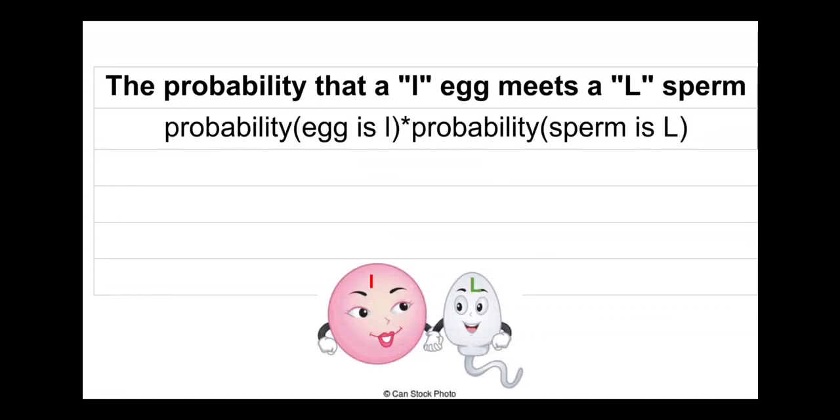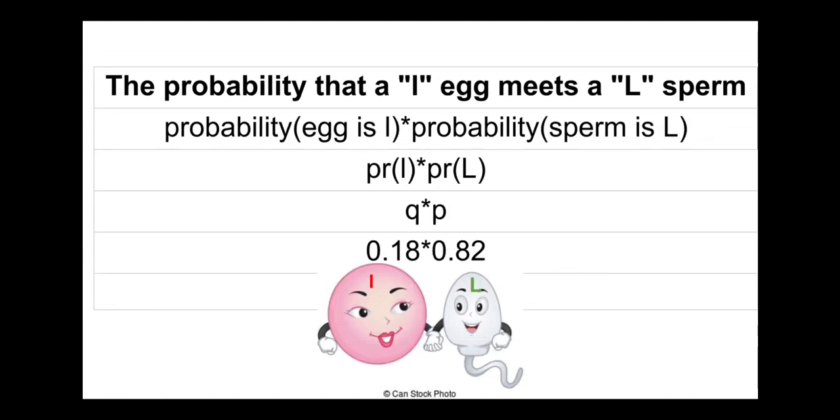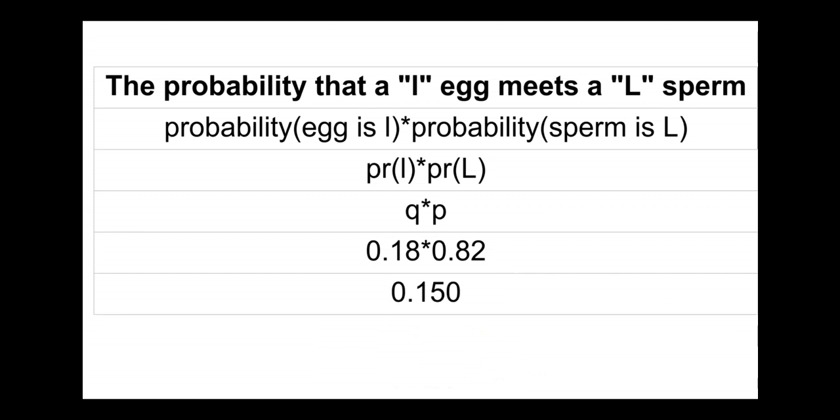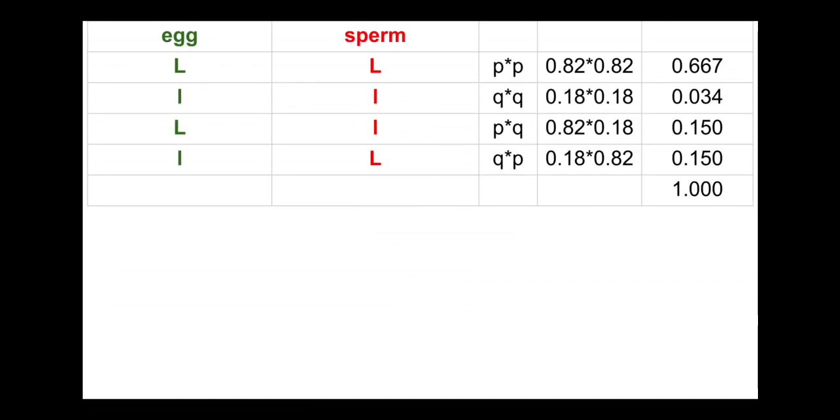Now we can flip this around. We can do the same calculations, except instead of P times Q, we're going to get Q times P. Instead of 0.82 times 0.18, we're going to get 0.18 times 0.82, the exact same thing. So there's two ways of making our heterozygotes. They both have a probability of 0.15 occurring. So here are all of our calculations so far. We have our homozygous dominant, big L, our homozygous recessive, little l, and then our two heterozygotes here.